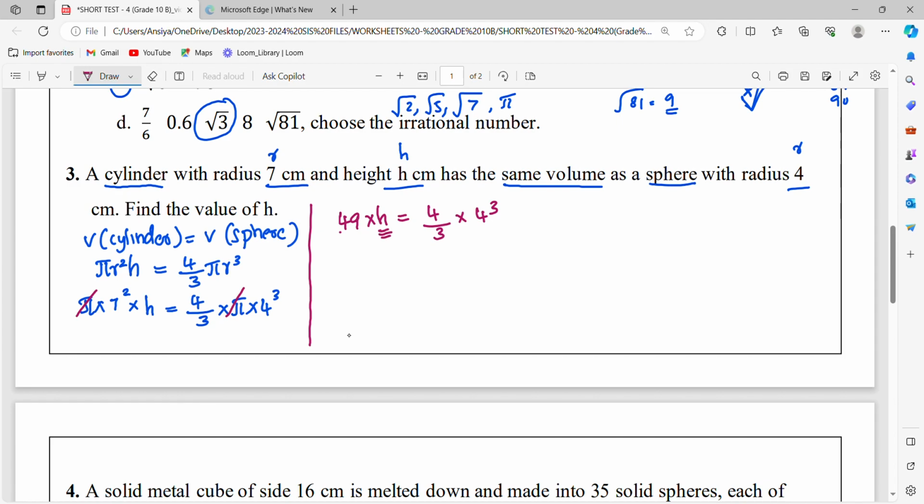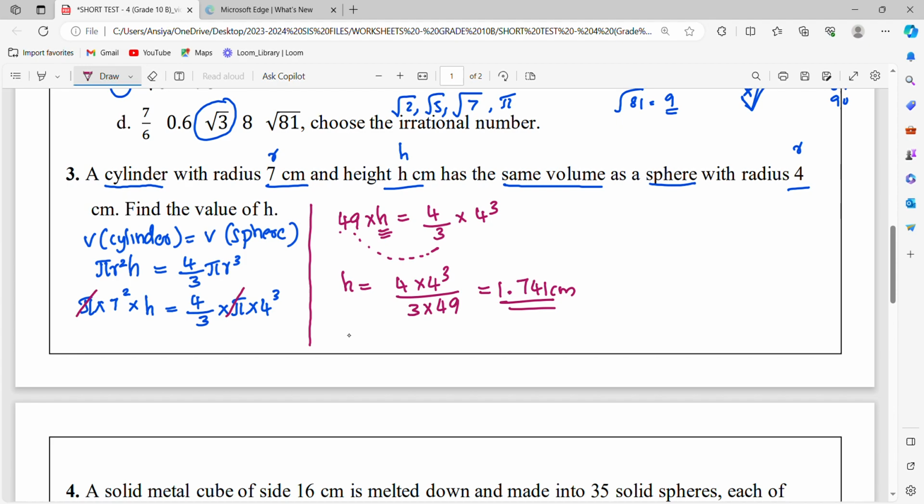You want h alone, so this 49 will come here for division. h is equal to 4 times 4 cube divided by, there is already 3 and also 49 is coming. So take the calculator. Better to use bracket or fraction options. 4 multiply 4 cube divided by 3 multiply 49. Get 1.741 centimeter.